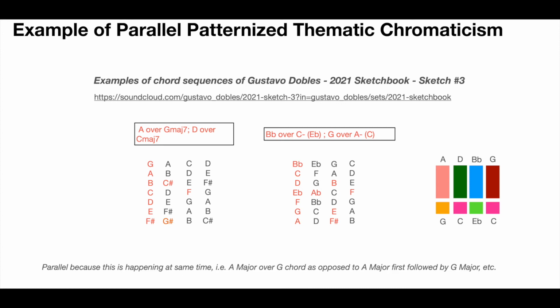On the screen, you're seeing an example of parallel patternized thematic chromaticism. It's a very simple example from my sketch number 3, which you can listen to in its entirety. It's about 6 minutes on SoundCloud. If you look at the colored boxes on the right side of the screen, each of these boxes represents a different scale. And you'll see the top ones are thematic, and the bottom is the accompaniment. So for example, you see A over G, D over C. This is why it's parallel, because this is a superimposition.